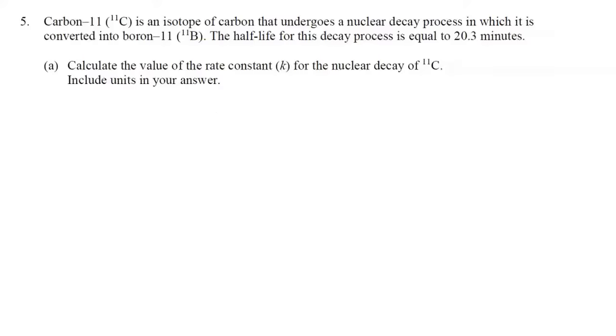Carbon-11 is an isotope of carbon that undergoes a nuclear decay process in which it is converted into boron-11. The half-life for this decay process is equal to 20.3 minutes. Part A. Calculate the value of the rate constant, K, for the nuclear decay of carbon-11. Include units in your answer.